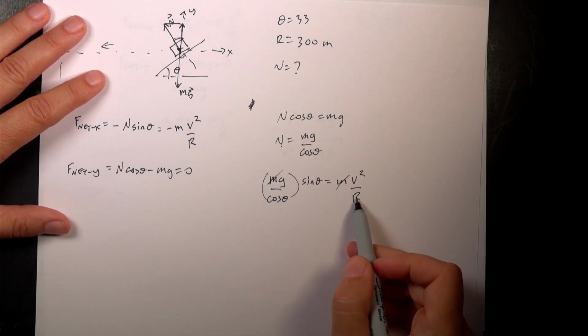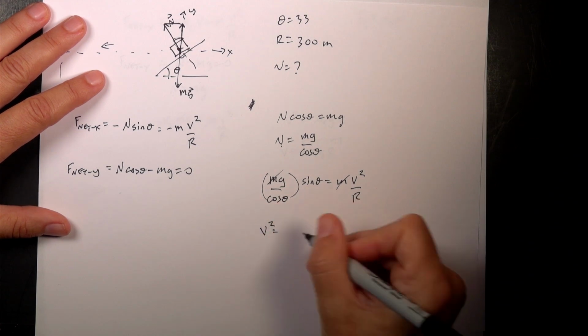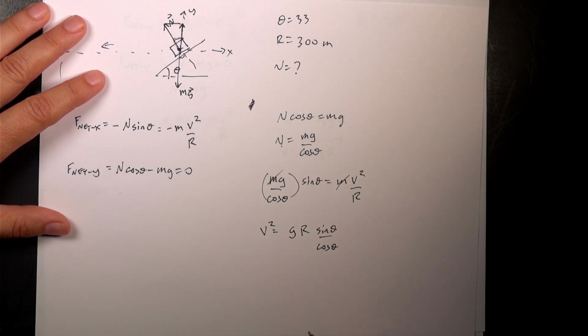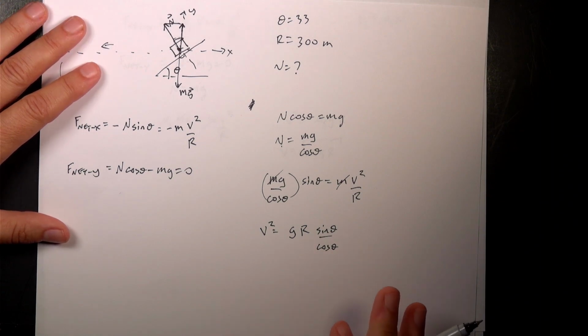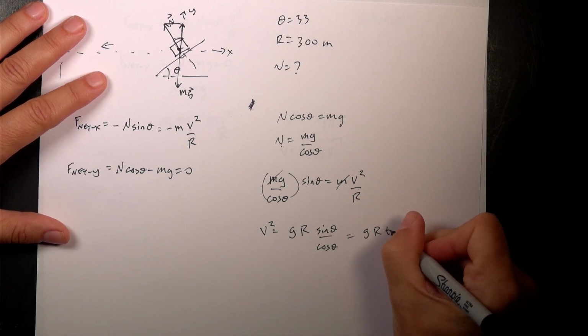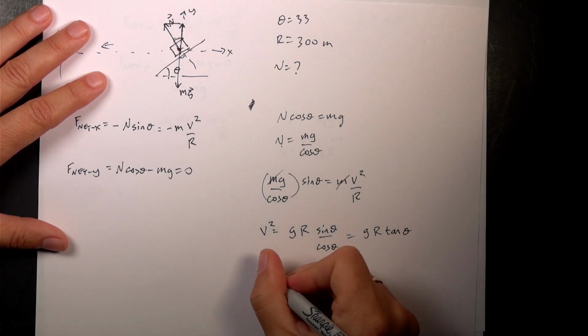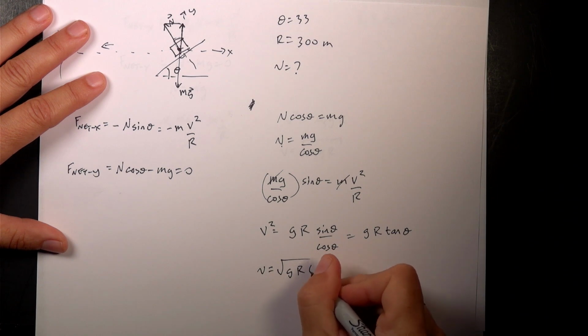I can multiply both sides by r and take the square root. So v squared is g r sine theta over cosine theta. And you can leave it like that. If you don't do anything, that's cool. But sine over cosine is tangent. So this is actually g r tangent theta. So then I can solve for v. v is the square root of g r tangent theta.